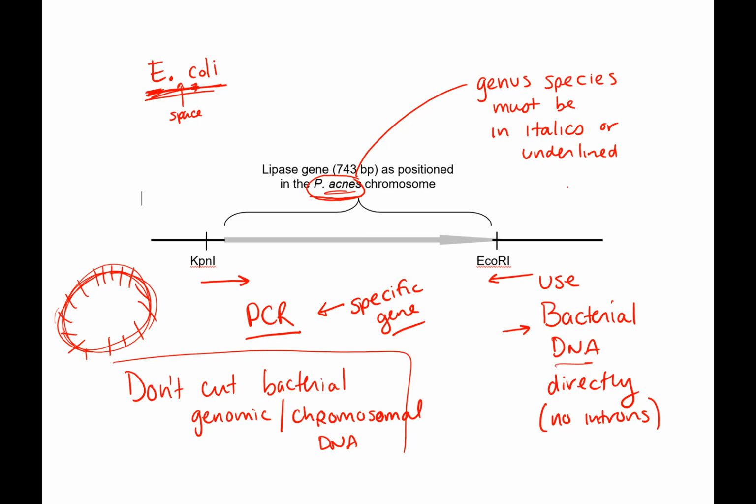But we use the DNA as our gene source because there are no introns, no splicing, no modification that has to happen for this gene to be expressed in E. coli. All right.